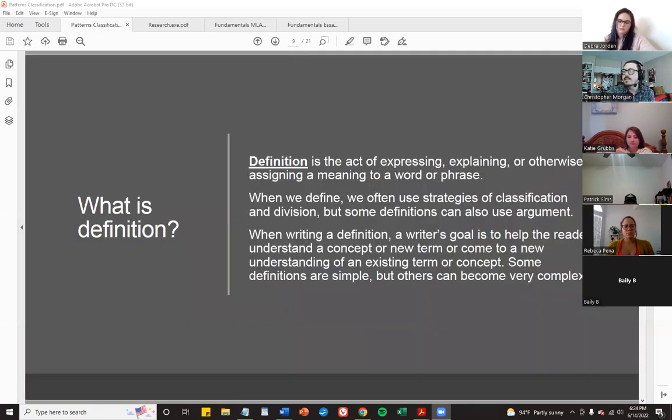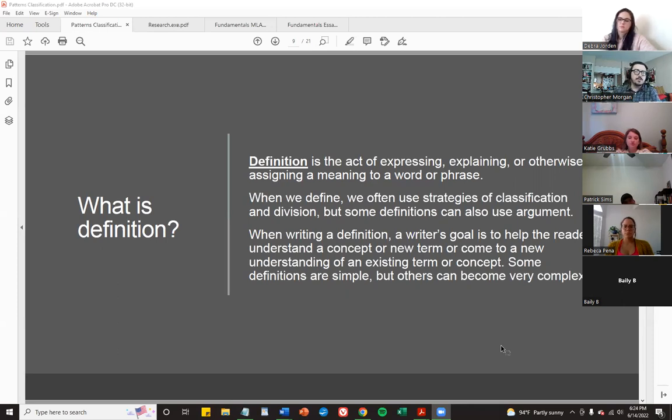So what is definition? Definition is an act of expressing, explaining, or otherwise assigning meaning to a word or phrase. We talked about definition a little bit. We talked about self-definition, right? What is an important value to you and why is that important? It's that why is this important that is kind of like ascribing meaning to yourself. It's a self-referential kind of definition.